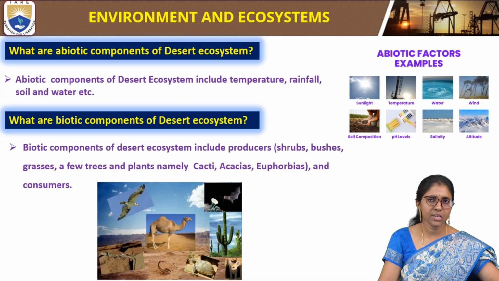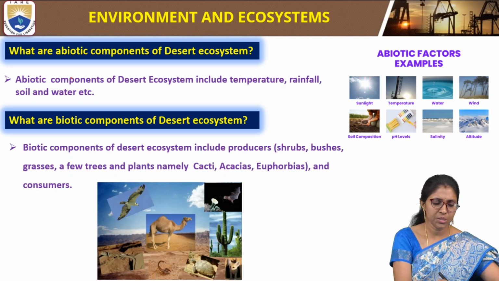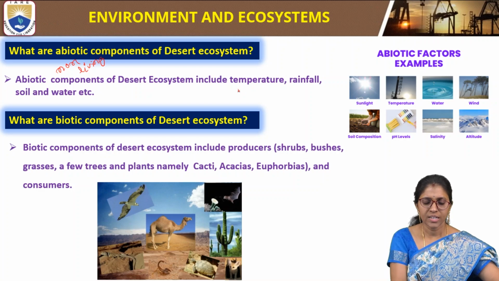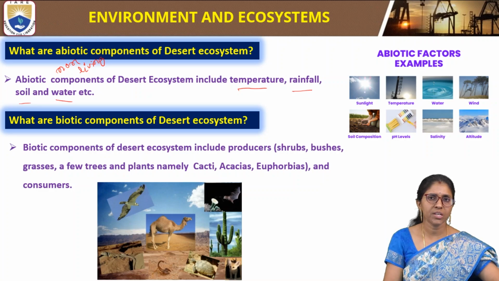So what are the abiotic components of desert ecosystem? Abiotic components are nothing but non-living components. These non-living components of desert ecosystem include temperature, rainfall, soil and water. So these are the abiotic components of desert ecosystem.